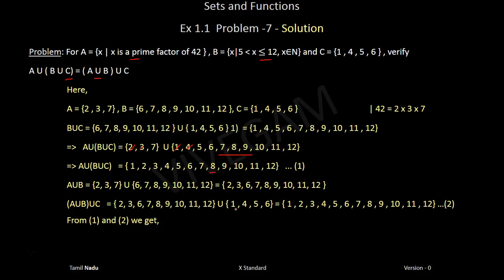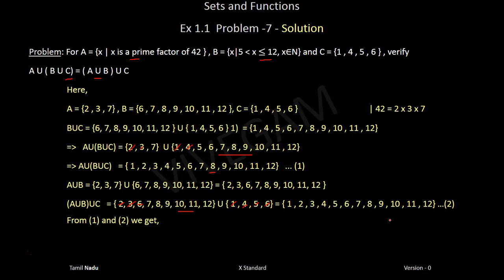Okay, but the best thing is, as soon as you write that, you strike it off here. So 1 is done, 2, 3, 4, 5, 6. Okay, 6 is already taken care of, so we don't need to worry about it, right? And 7, 8, 9, 10, 11, 12. Okay, so I write it out here. So A union B union C is also 1 to 12.